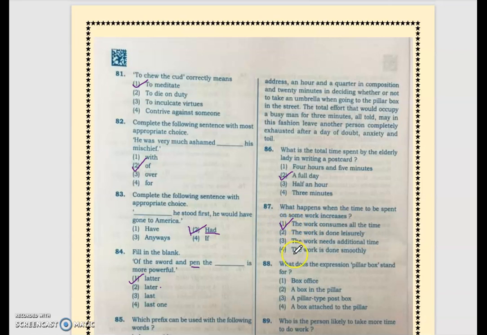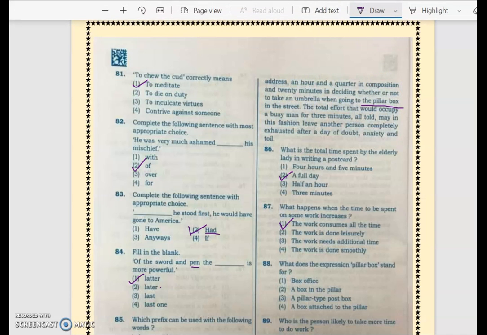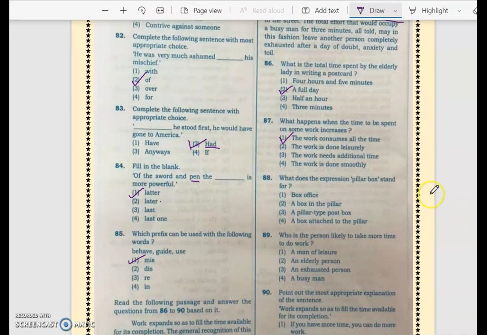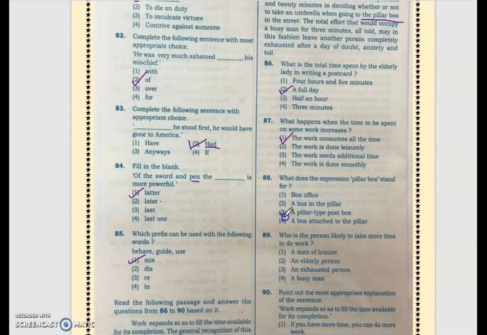Then moving on for 88, what does the expression pillar box stand for? So the old lady was going to post that postcard. Look at it here, deciding whether or not to take an umbrella when going to the pillar box in the street. Now see, where do we post a postcard? Obviously at the post office, okay, so what is a post box. So our answer for 88 is option 3, that is a pillar type post box. Okay, the post box is like a pillar.